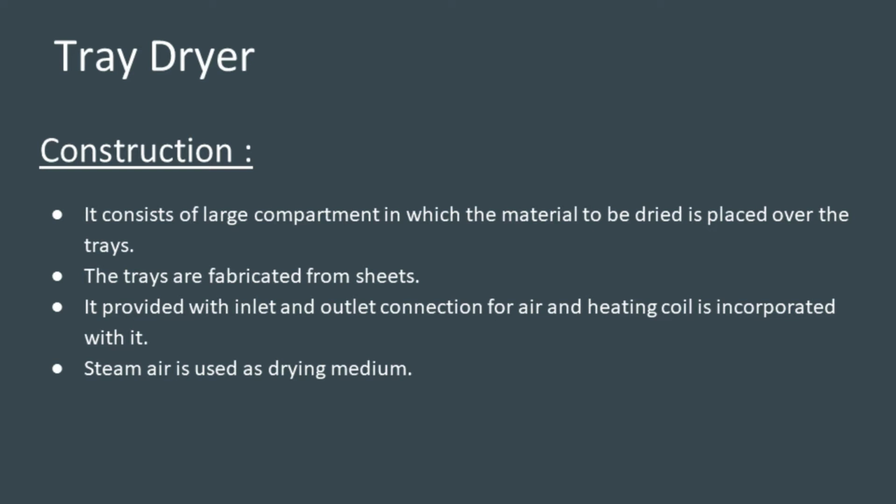It consists of a large compartment in which the material to be dried is placed on the tray, and the compartment is made up of stainless steel to prevent the corrosion of the material. The trays are fabricated from sheet over which the material is placed. It is provided with inlet and outlet connections for air, and the heating coil is incorporated with it. The heating coil converts the air into unsaturated air. Steam air is used as a drying medium.